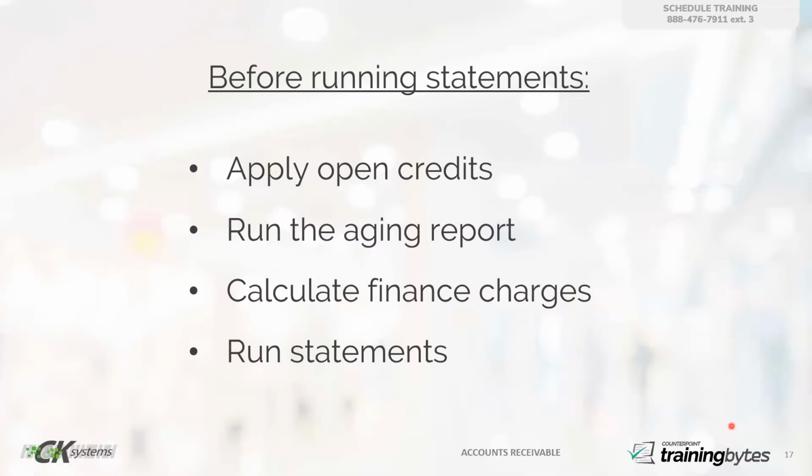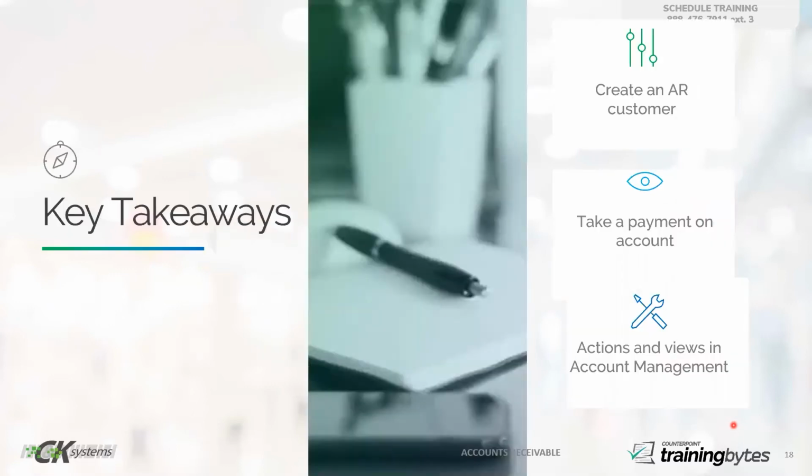Before running your monthly statements, apply open credits, run the aging report so the account gets aged, so we know whether it's 30, 60, or 90 days past due. If you charge finance charges, you'll need to calculate your finance charges and then run your statements. So open credits, aging, finance, statements. Okay, let's jump into the software and take a look.